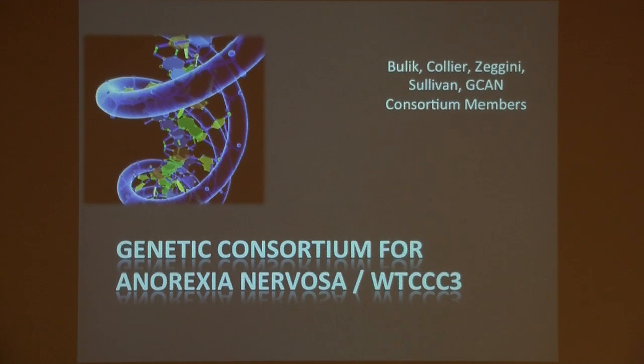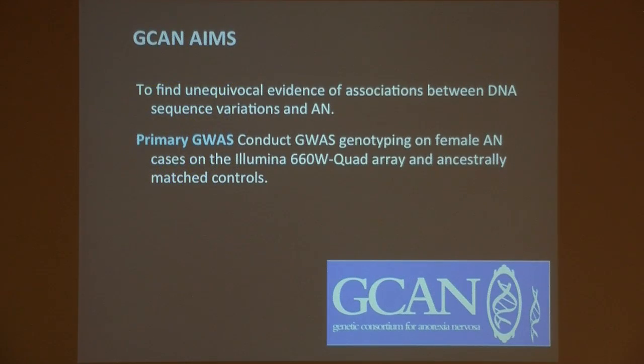For today, we'll talk briefly about GCAN, or the Genetic Consortium for Anorexia Nervosa. Our goal in GCAN was to find unequivocal evidence of associations between DNA sequence variations in anorexia nervosa. And the primary GWAS was genotyping on female anorexia cases using the Illumina 600W quad array and ancestrally matched controls. And that becomes important when you see how many countries have participated in this study.